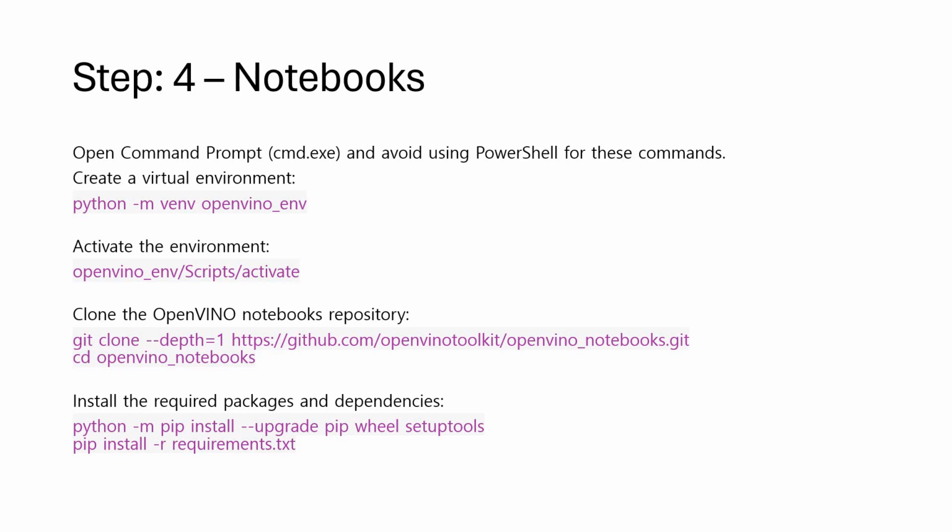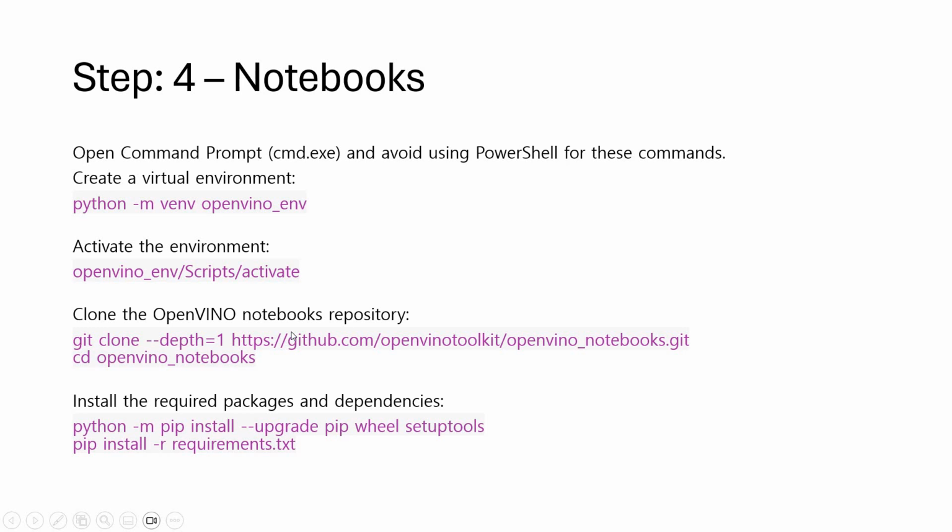We have a lot of sample notebooks available. We can use all of them. We can learn with that. OpenVINO is easy because of available resources. So the first step you need to do is to open the command prompt, that is nothing but the Windows command prompt. You are requested to avoid PowerShell. So the first step is to create a virtual environment. You can see this step: python -m venv openvino_env. Once you create it, you have to activate it, and that activation step is here.